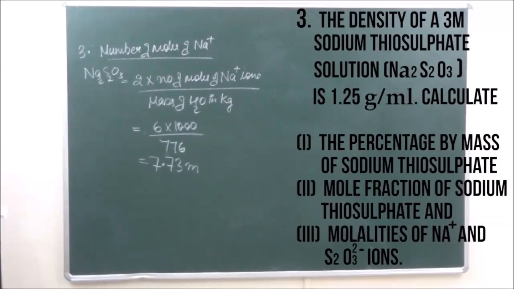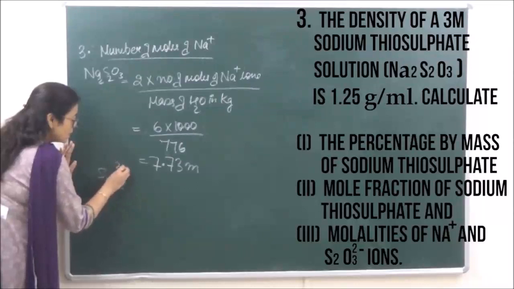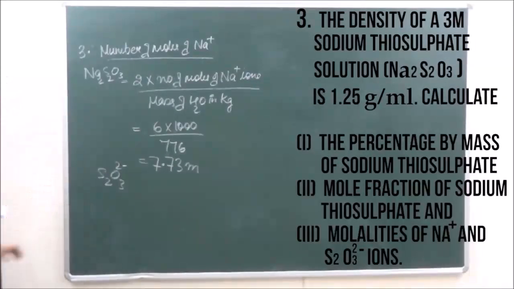So this is the molarity of Na positive ions. Similarly, we have to calculate the molarity of S2O3 2 negative. In order to calculate this, we have to take the number of moles of sodium thiosulfate.